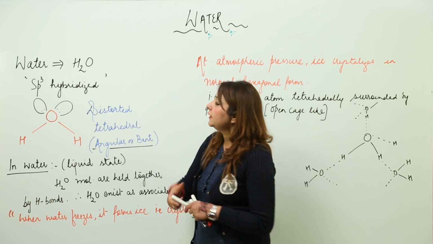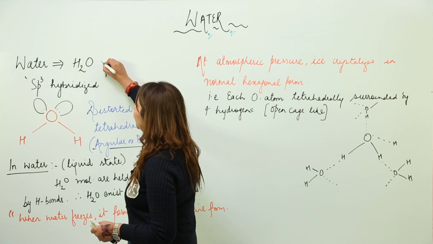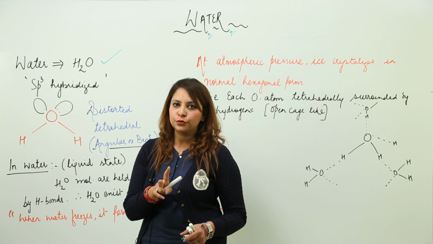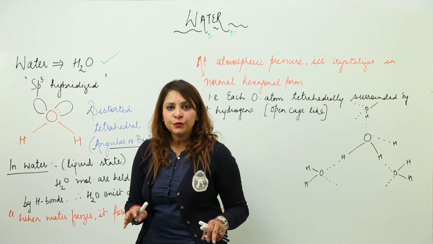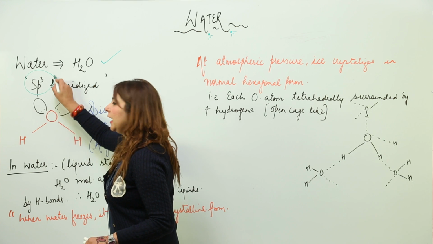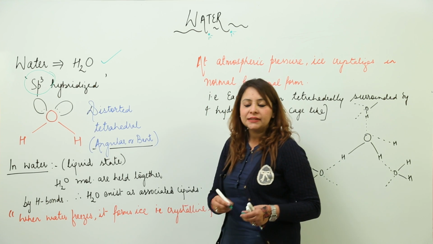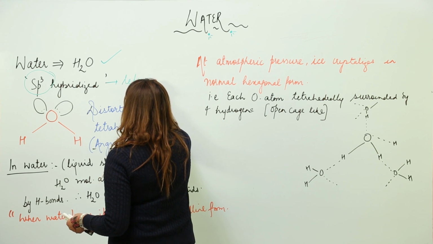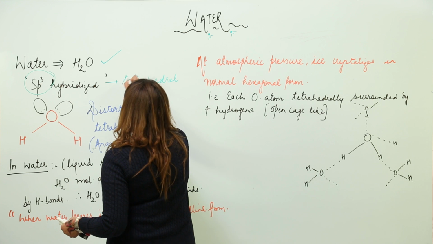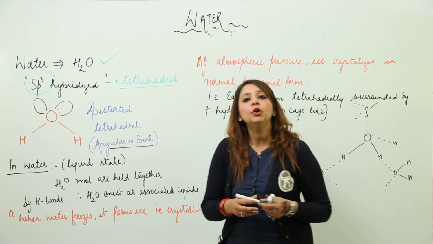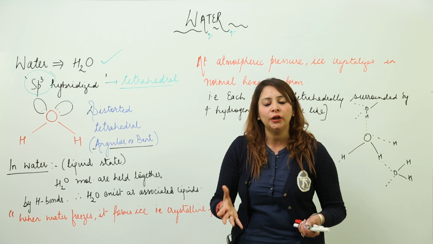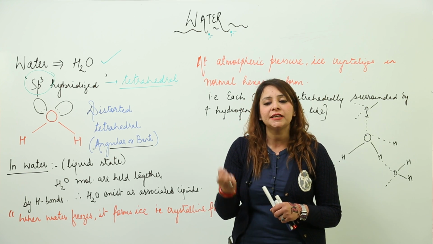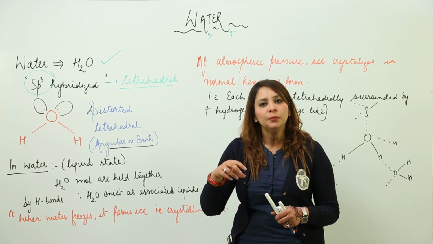See, the chemical formula for water is H2O. Right, that means one oxygen and two hydrogens. And if we talk about its geometry, it is sp3 hybridized. As you know, for sp3 hybridization, the shape is tetrahedral. But whenever lone pairs are present, it makes the geometry distorted because there are new kinds of repulsions, that is between lone pair and lone pair, and lone pair and bond pair.